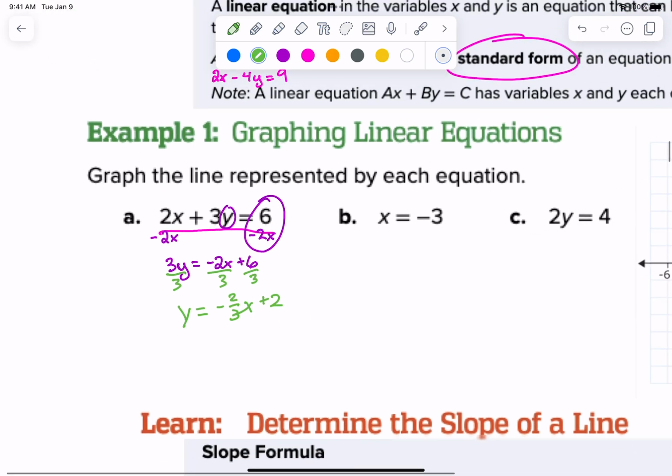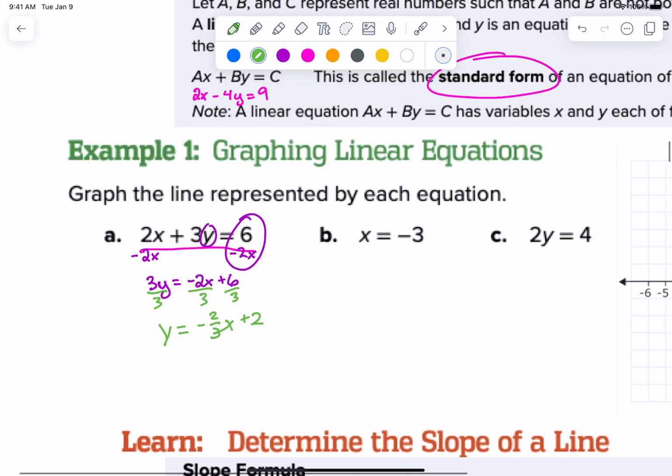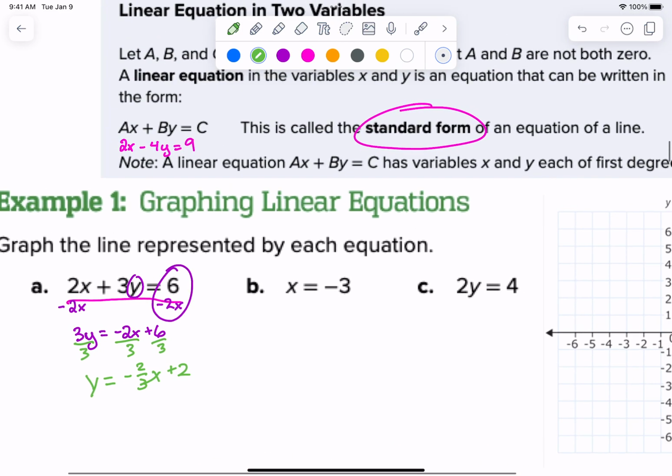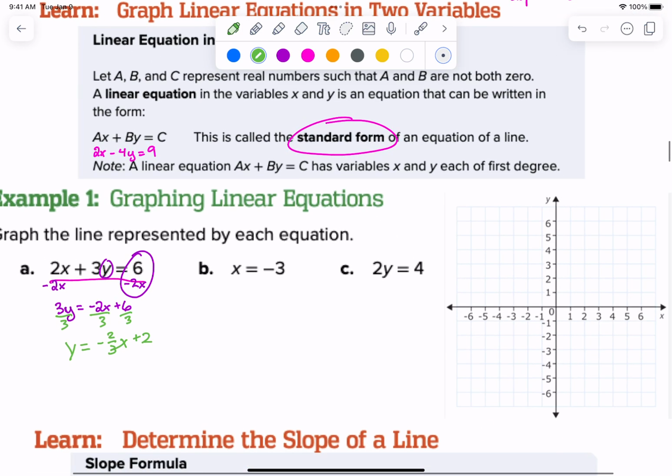Where do you start? We're going to graph it on this one. All of them are going to get graphed over there. Okay? Negative 2/3 x plus 2.